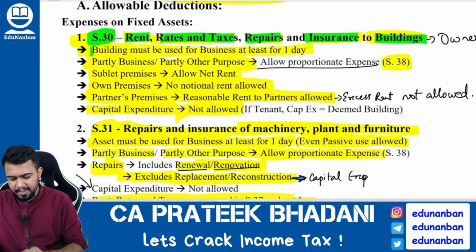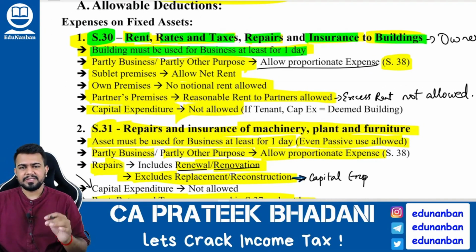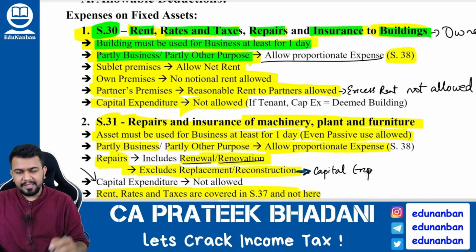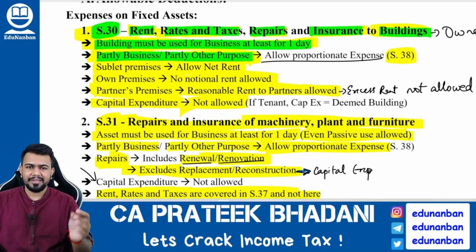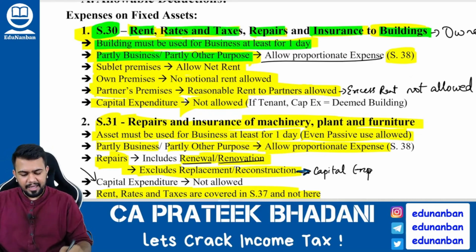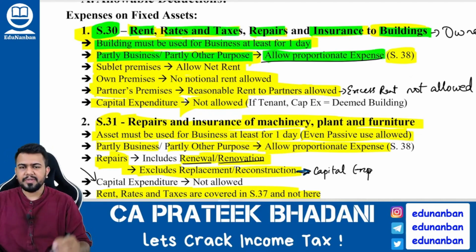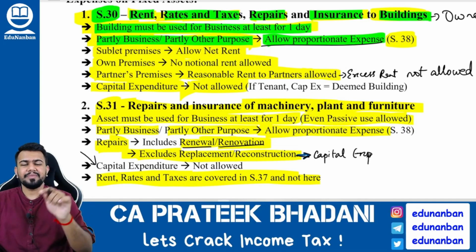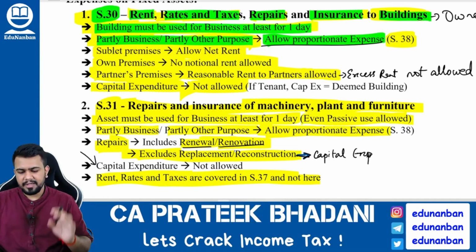Number one, the building must be used for business. Rule number two, if it is partly used for business or partly used for other purposes, then allow the proportionate expenditure in PGBP. The proportionate expenditure which relates to business will only be allowed under PGBP.